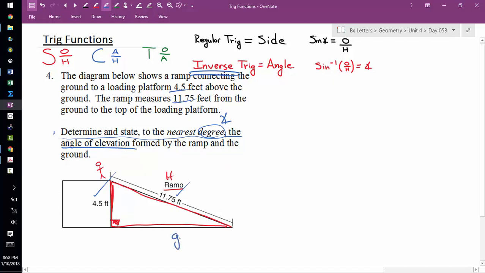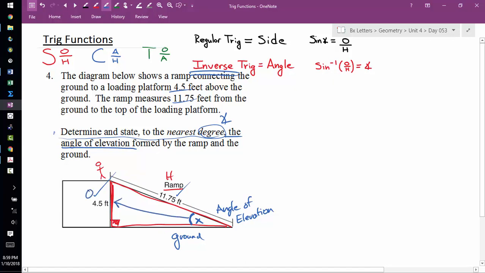And the angle of elevation is the angle formed by the ground and whatever is sloping up. And in this case, it's the ramp. So the angle of elevation is right here. It's the angle formed by the ground and the ramp where they meet. And it's called the angle of elevation. And you can think of it as, you gotta go up that ramp at that angle in order to get to the top. So that's my reference angle.